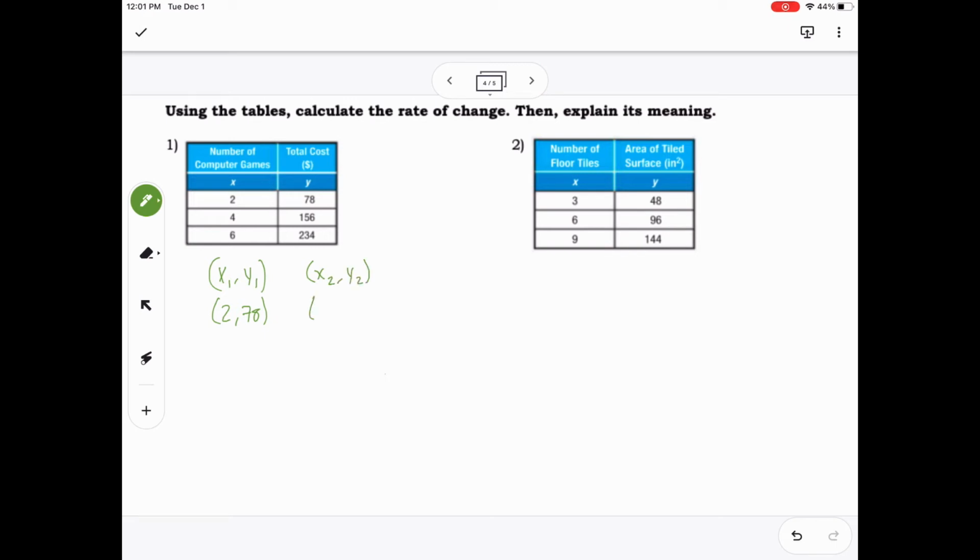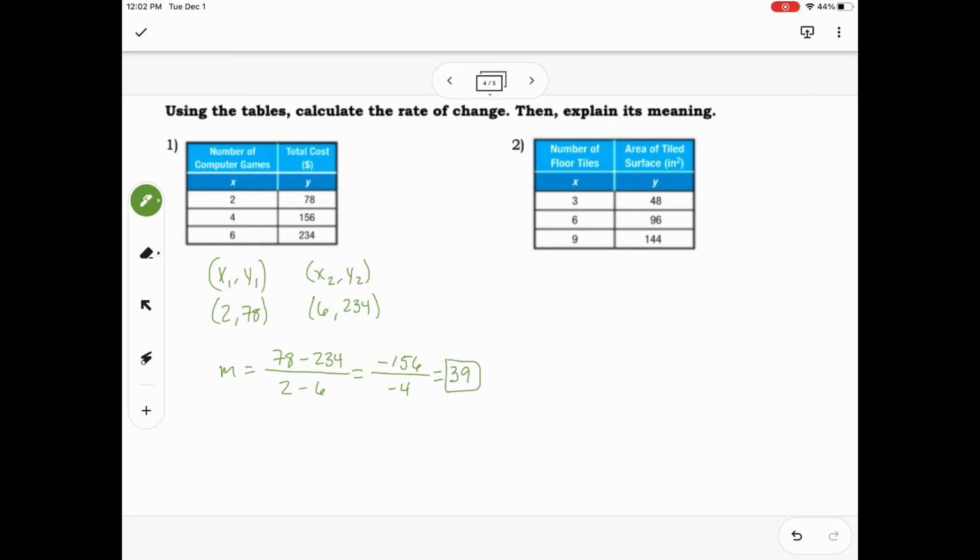You don't have to use each point, so I pulled out the point (2, 78) and (6, 234) and put it into my equation. And so the top gave me a negative 156, bottom was negative 4, so total that gave me 39.